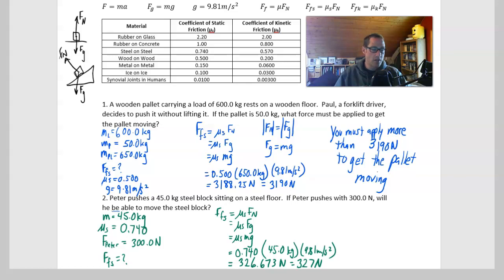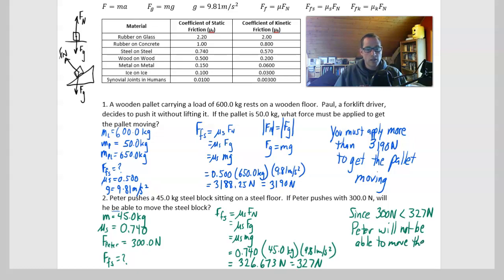So you might say something like, since 300 newtons is less than 327 newtons, Peter will not be able to move the steel block. Okay, so there you go. Those are the first two questions there.